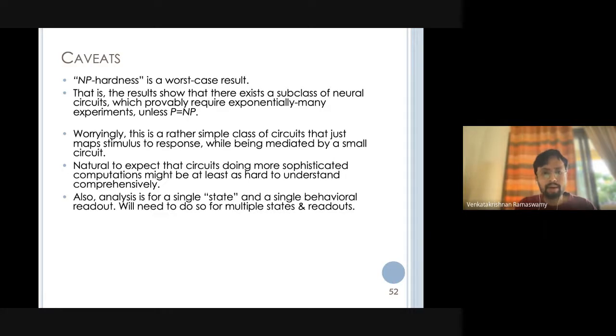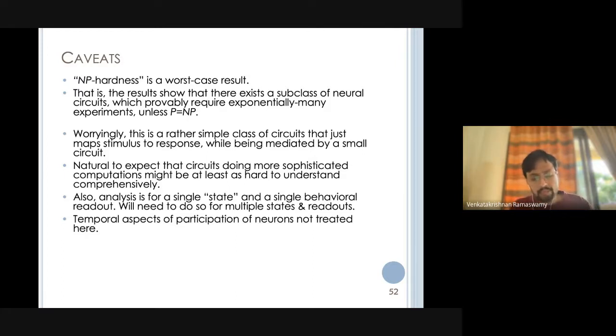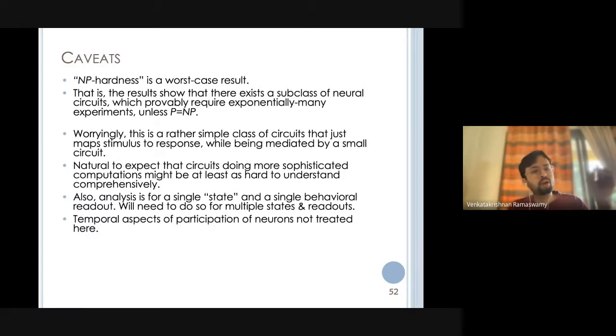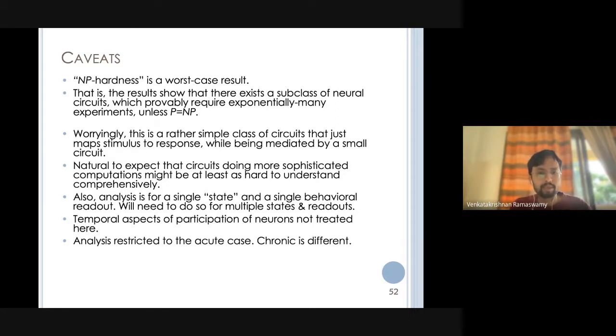All right, and also this is analysis for a single state and single behavioral readout, right? But typically, you might want to understand multiple behaviors from a single individual and how its neural circuits work and so on. And the other aspect is that this is only saying, well, is this neuron important or not? But it may only be important towards the initial half of the behavior, not the latter half, and so on. So at what time this neuron is important is not being addressed in this question.